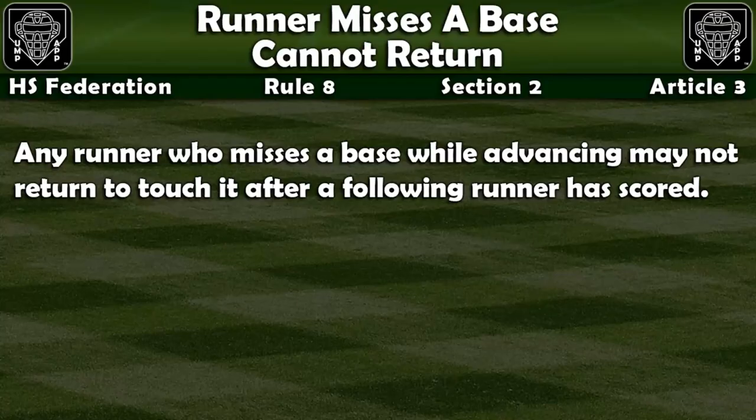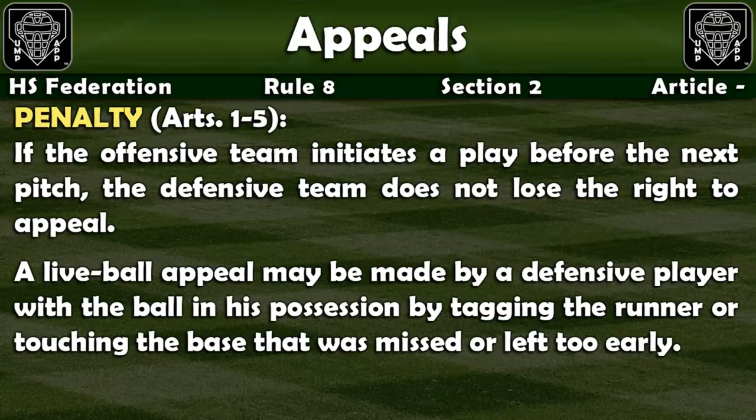Federation Rule 8, Section 2, Article 3. Any runner who misses a base while advancing may not return to touch it after a following runner has scored. Federation Rule 8, Section 2, Articles 1 through 5. Penalty. A live ball appeal may be made by a defensive player with the ball in his possession by tagging the runner or touching the base that was missed or left too early.